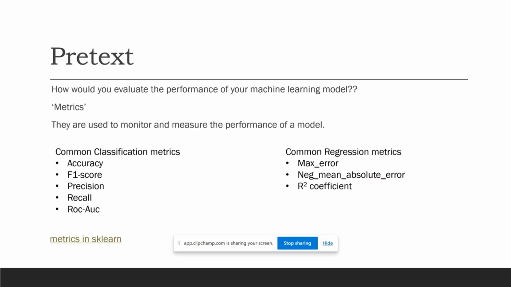So how would we measure the performance of our machine learning model? The answer is by using metrics. Metrics allow us to monitor and measure the performance of our model. You must have heard of some of the common classification metrics such as accuracy, F1 score, precision, recall, ROC AUC score, among various others. While some of the regression metrics are max error, R2 coefficient, and a lot of others.